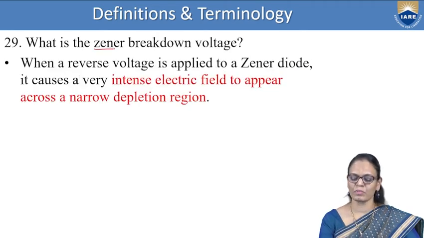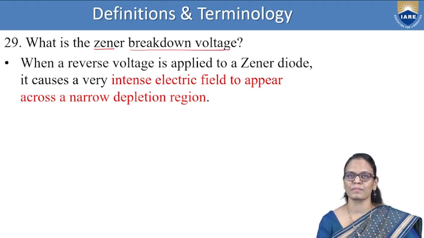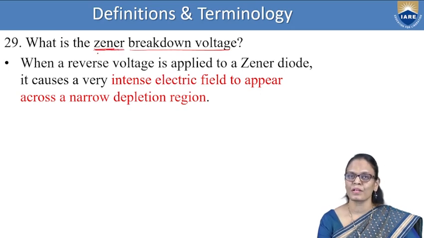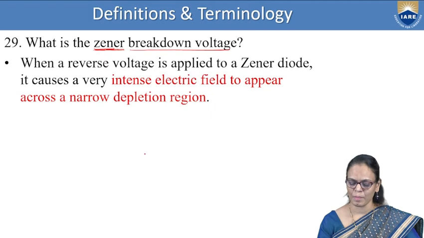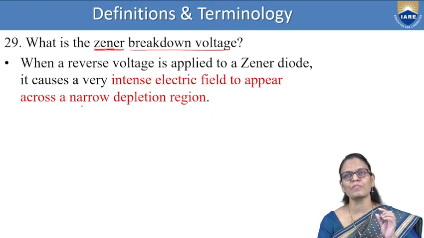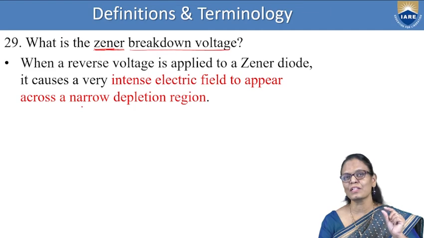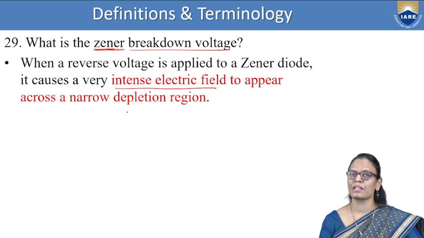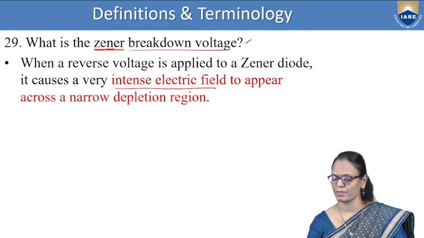Now, what is Zener breakdown voltage? When a reverse voltage is applied to a Zener diode, it causes a very intense electric field to appear across a narrow depletion region. Whenever we are talking about a Zener diode, it is highly doped. So the depletion layer will be very narrow, and because of that there will be an intense electric field across the depletion region. That is what we call the Zener breakdown voltage.